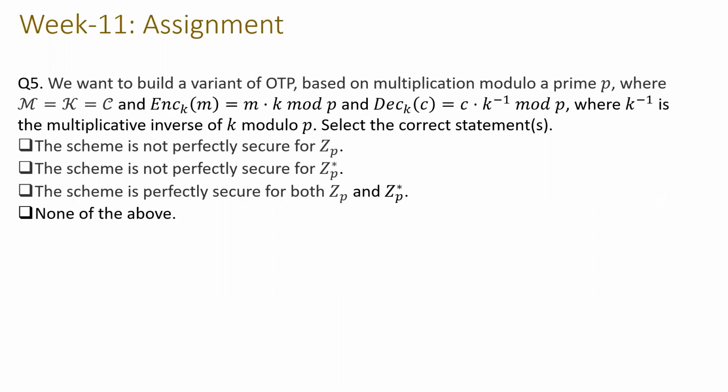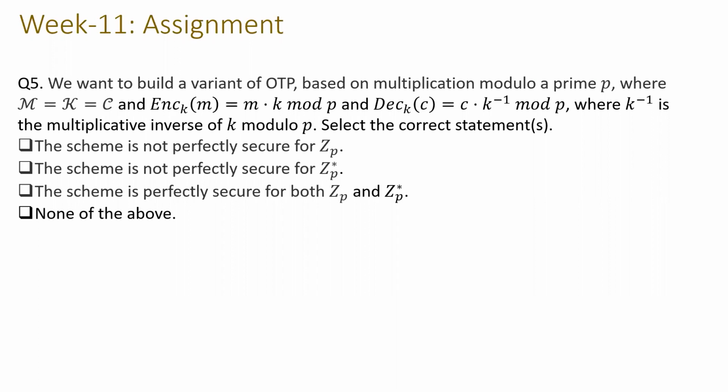Well, Z_P is not a multiplicative group, right? Z_P has 0 as one of its elements, and 0 is not invertible. But in a multiplicative group with identity 1, each element should be invertible, in order to satisfy the criteria of a group. So Z_P is not a multiplicative group. You cannot come up with the inverse of 0. So we cannot apply this kind of encryption and decryption algorithm on Z_P.